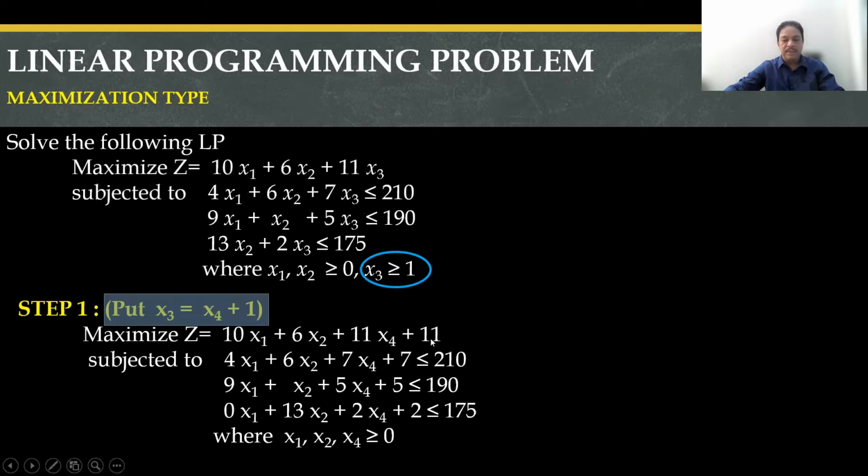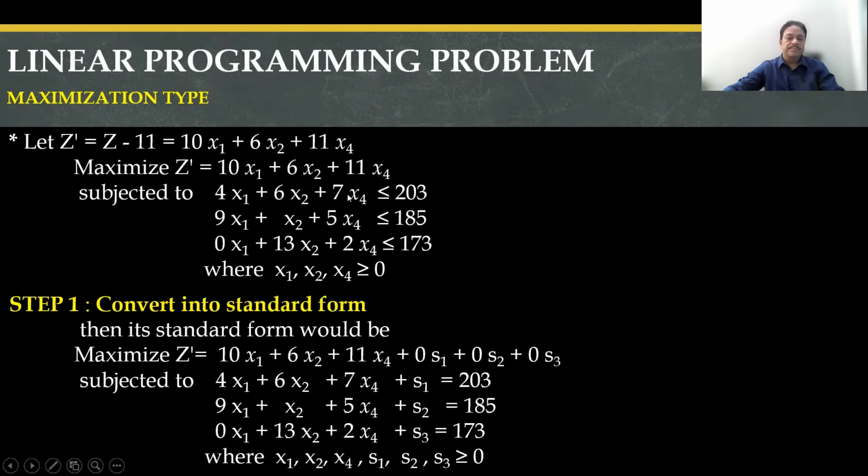The constant 7 is taken to the right hand side of the inequality, 5 is taken to the right hand side of the inequality, and 2 is also taken to the right hand side of the inequality, and we get 210 minus 7, 190 minus 5, and 175 minus 2, to get 203, 185, and 173 respectively. Now, this is a problem which we can solve easily because there is no lower bound. x1, x2, and x4 are all greater than or equal to 0, and there is no constant term.